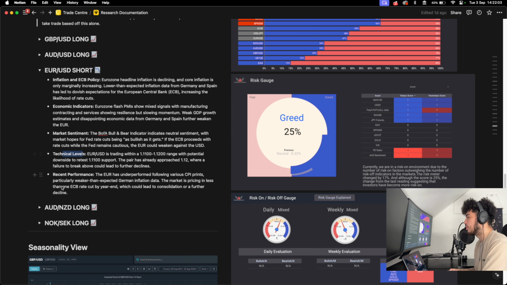Technical levels, we can ignore that. Recent performance, the euro has underperformed following various CPI prints, particularly weaker than expected German inflation data. So this relates back to this point up here. The market is pricing in less than one ECB rate cut by the end of the year, which could lead to consolidation or further decline.